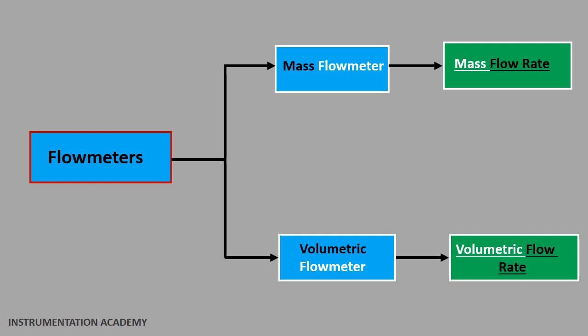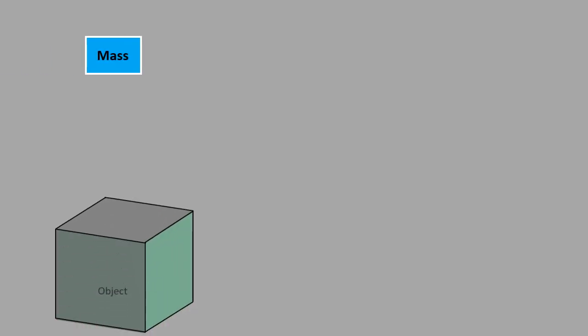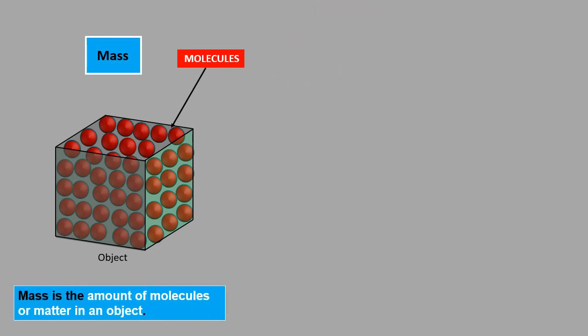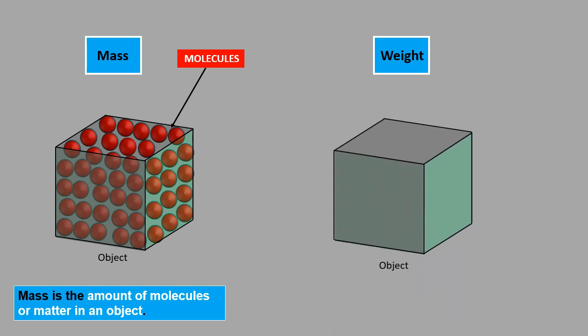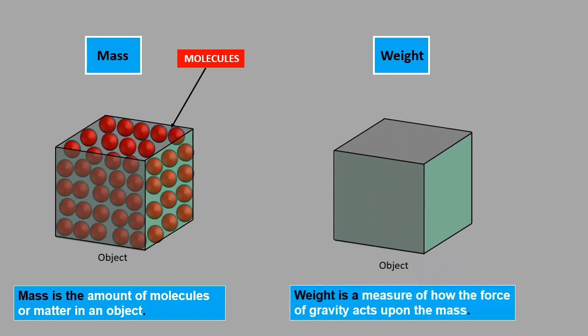To understand what is mass flow rate and volumetric flow rate, we must first discuss what is mass and volume. Mass is the amount of molecules or matter in an object. Many of you may think that mass and weight are the same. The difference between mass and weight is that mass is the amount of matter in an object, while weight is a measure of how the force of gravity acts upon that mass.